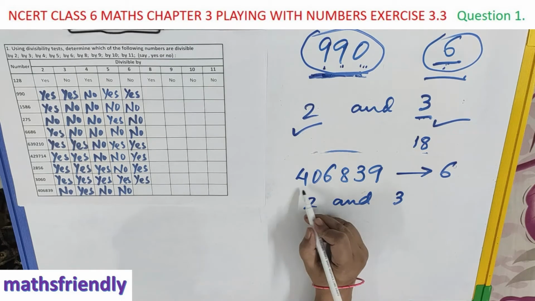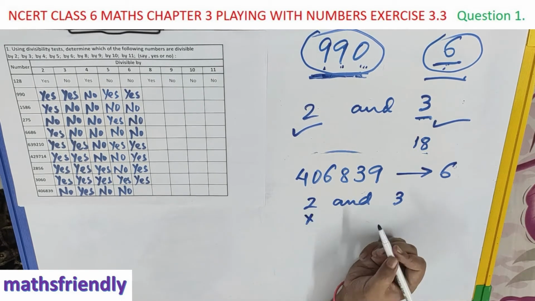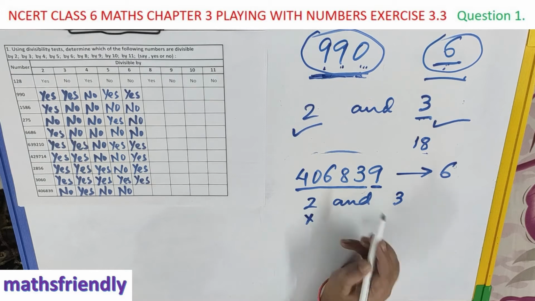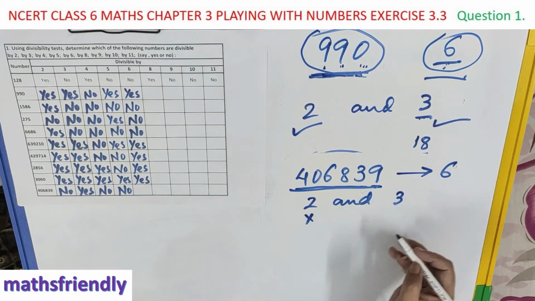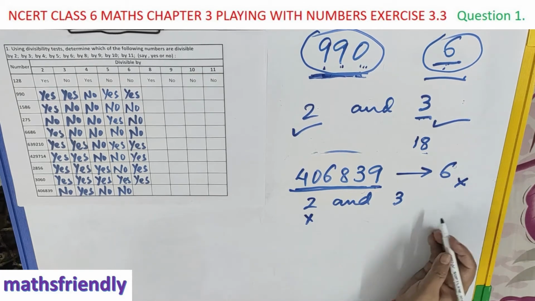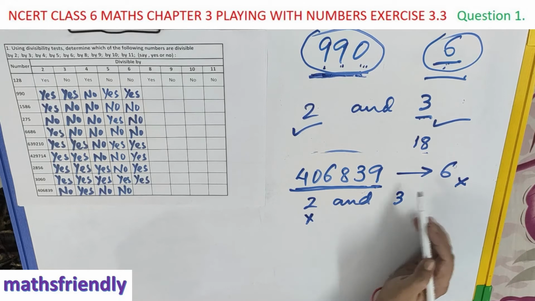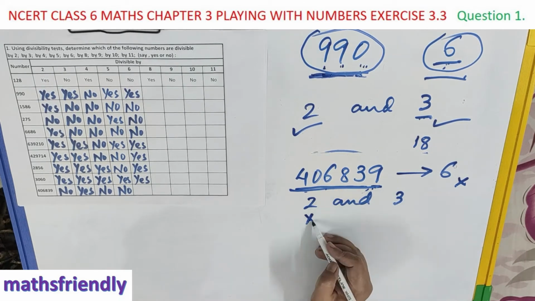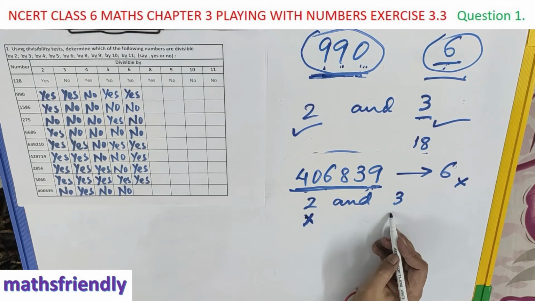Is this number divisible by 2? No, it is not divisible by 2 because the last digit, the digit at the units place, is 9. So, this number is not divisible by 2. It means this number is also not divisible by 6, because for a number to be divisible by 6, it should be divisible by both 2 and 3. But it is not divisible by the first number, it is not divisible by 2. So, no need of checking for 3.